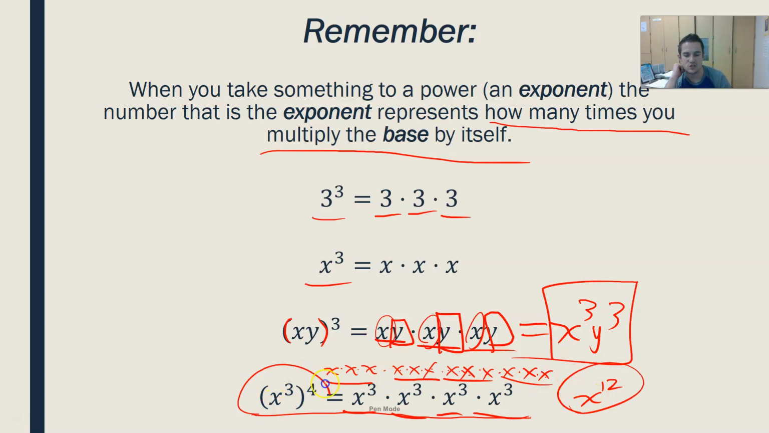Notice here the relationship with what I started with and what I ended with. X to the third to the fourth power became x to the 12th power. Notice what I did to these exponents, you see? What did I do to 3 and 4 to get 12? I multiplied them. X to the third multiplied by itself 4 times. I multiplied those exponents together. I got x to the 12th.